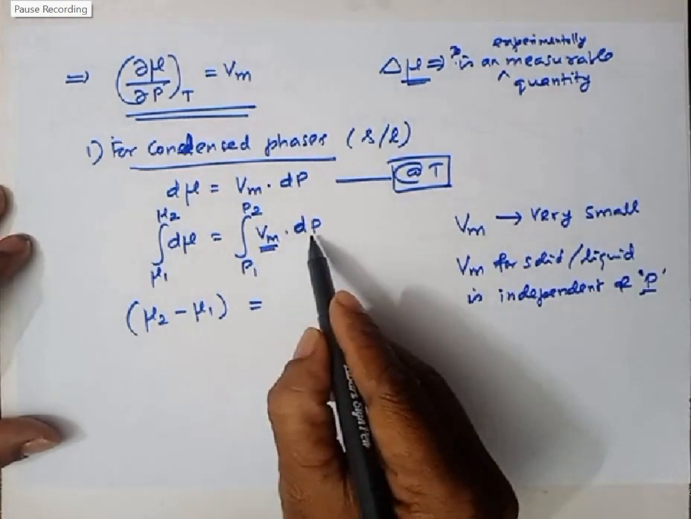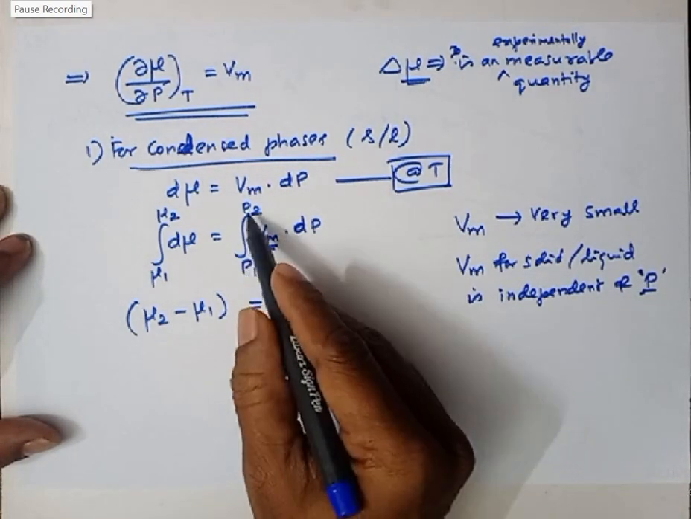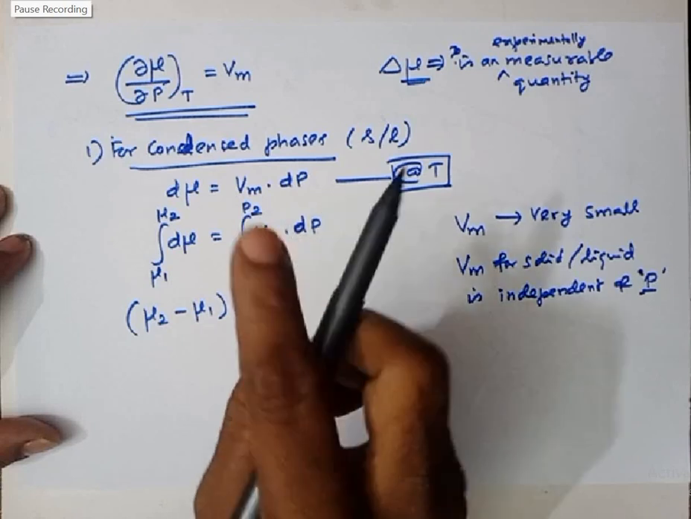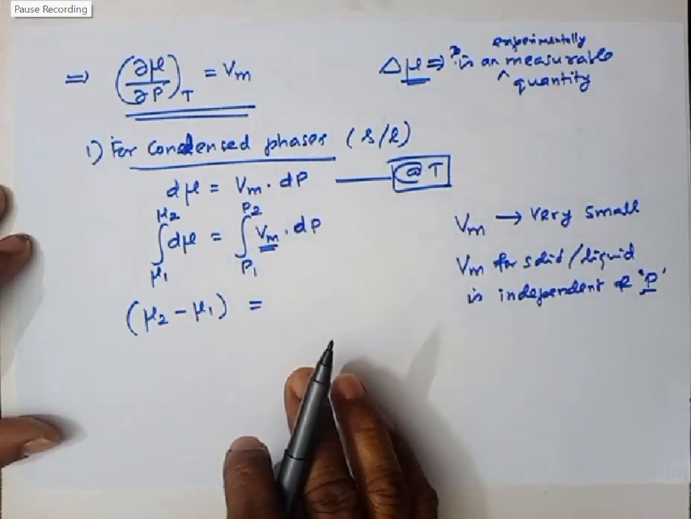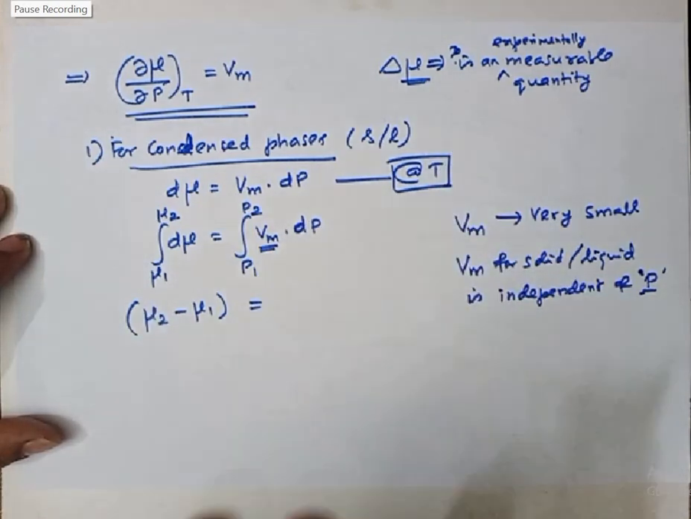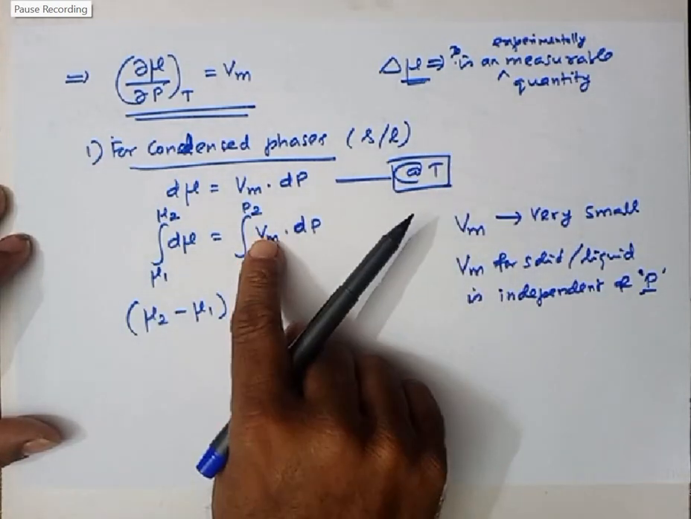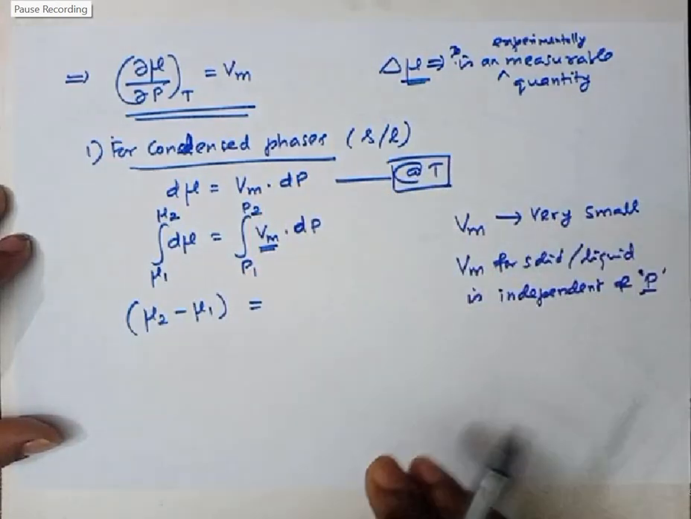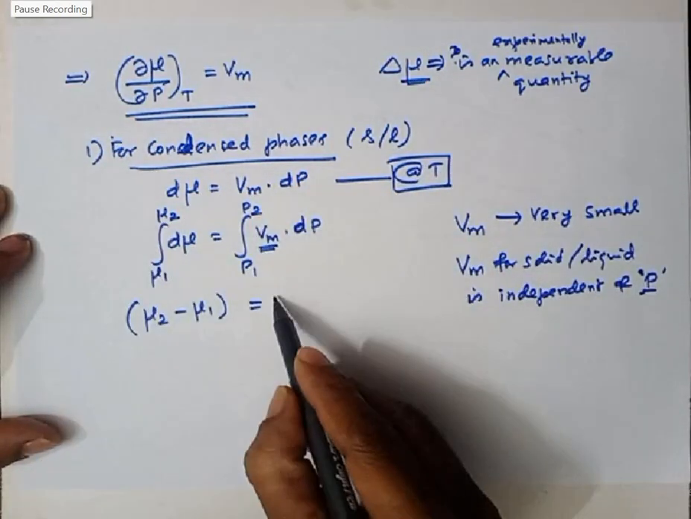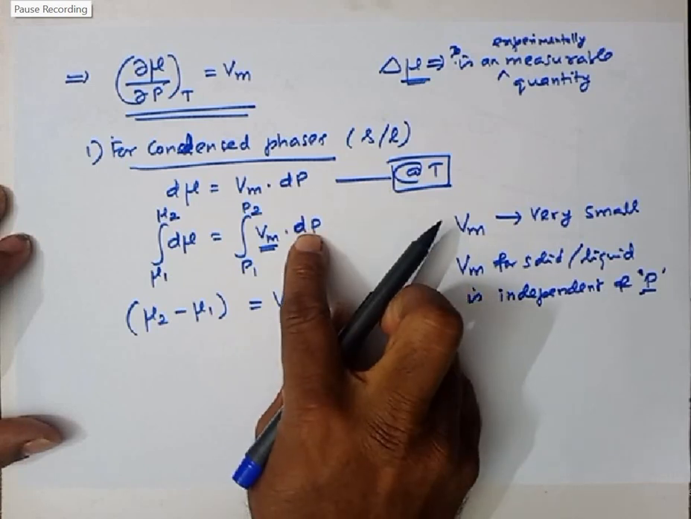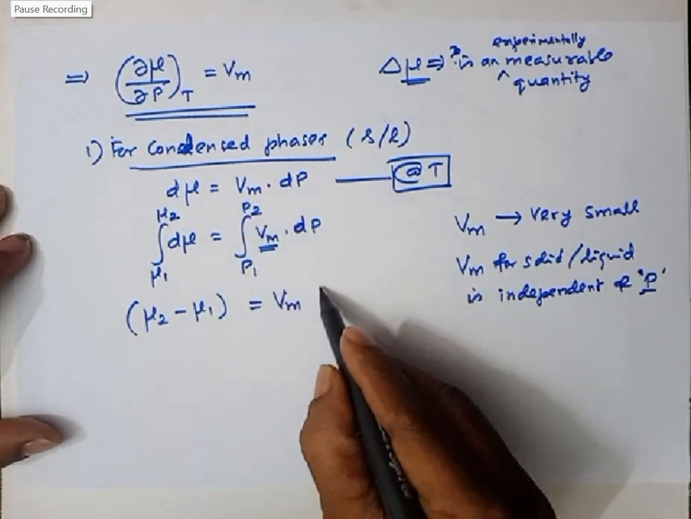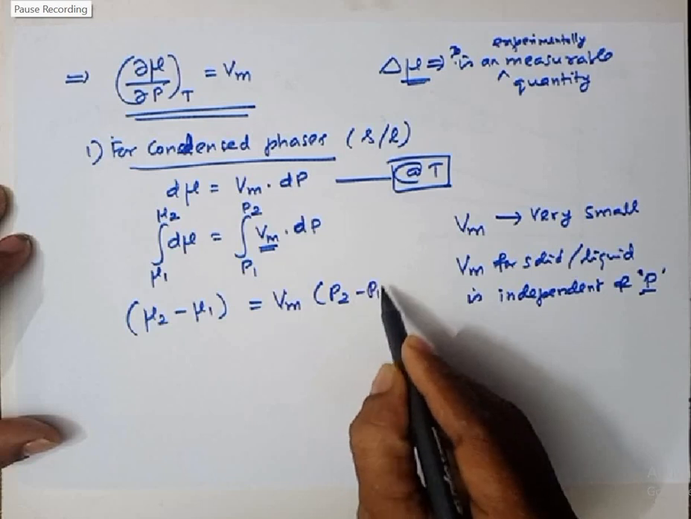So by changing the pressure from P1 to P2, the molar volume for solid or liquid does not change. For gas you cannot use this, because the molar volume of a gas changes. Since molar volume of solid and liquid is independent of pressure, we can take it out. Keep the molar volume outside, then the integral of dP comes, with upper limit P2 and lower limit P1. So you will get P2 minus P1. Take note.